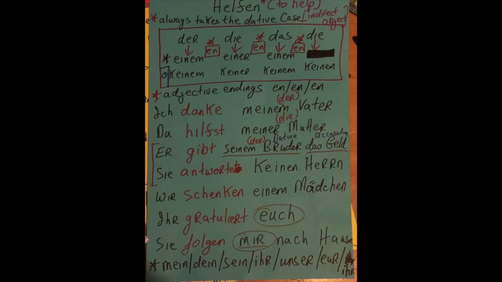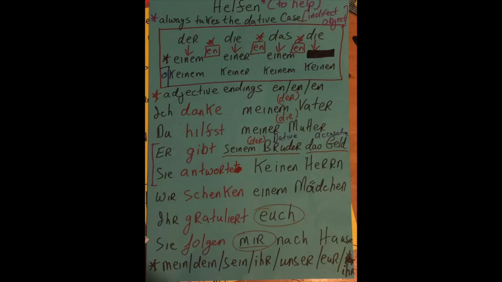You are congratulating yourselves. Okay, so you are the subject of the sentence, but you are also doing the action to yourself. The last one, "Sie folgen mir nach Hause." "Folgen," to follow. So "Sie," nominative, "folgen," verb. What are you doing? You're following to the house, which is the direct object, that's where you're going. And who are you following? Me. "Sie folgen mir nach Hause."